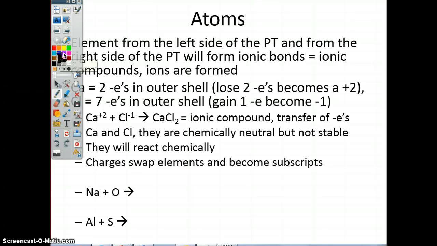Okay, so sodium is in family 1A. It has 1 electron in its outer shell. It's going to lose the 1. It's going to lose a negative by 1. So it will have a -1 charge. Oxygen is in family 6A. It wants to gain 2. It's too hard to get rid of 6. It's just easier. Let's just gain 2 electrons. It's going to gain 2 negatives.